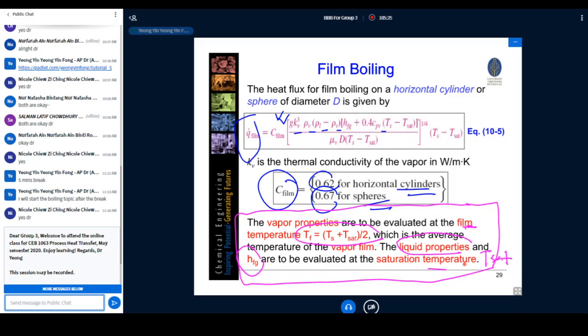So meaning that rho L and also hfg will be evaluated at T saturation for film boiling. The rest, nucleate boiling, max and min heat flux, all use T saturation only. Only for film boiling do you have 2 temperatures to be referred to. Okay?